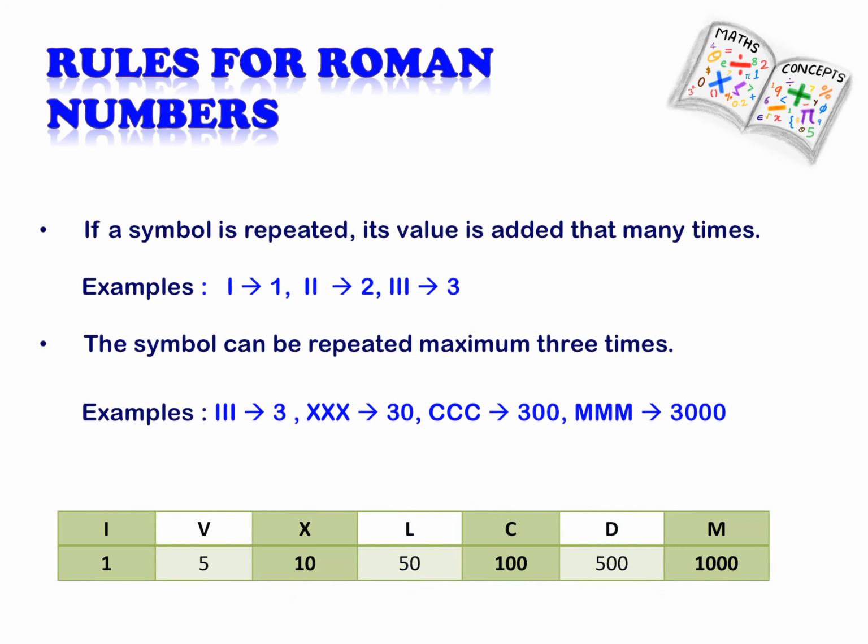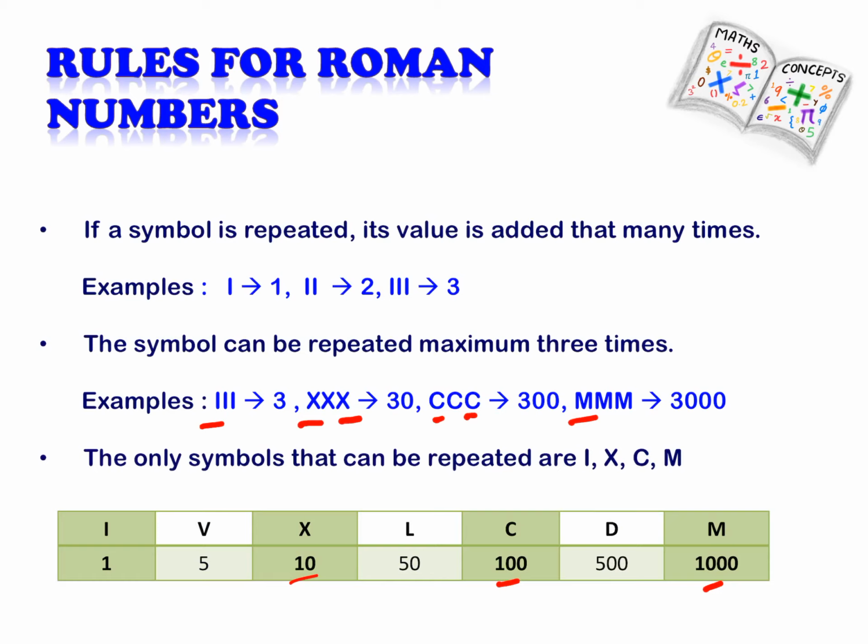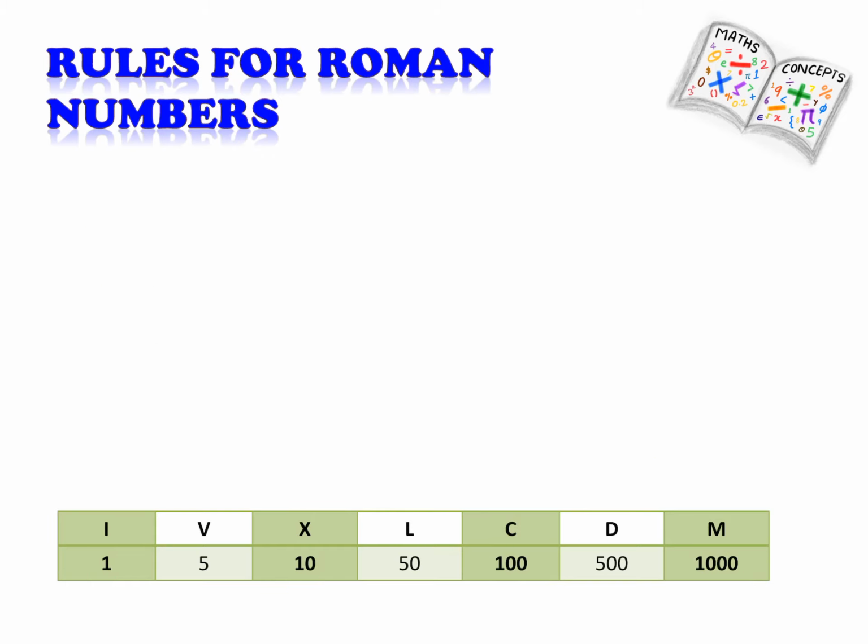Here are examples. I 3 times gives 3, X 3 times gives 30 because X stands for 10, C 3 times gives 300 as C stands for 100, and M 3 times gives 3000 as M stands for 1000. The only symbols that can be repeated are I, X, C and M, that is the alternate symbols whose value starts with 1. V, L and D cannot be repeated. You cannot have VV, LL, DD in a row.